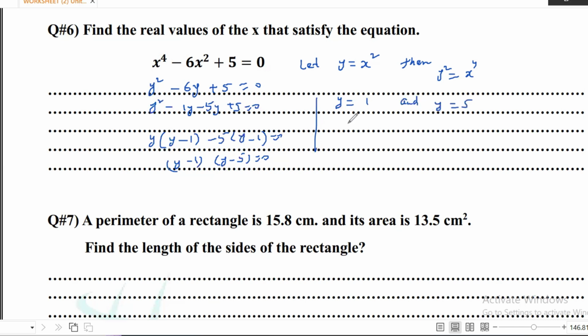But as we are looking for the answer in x form, we will go back to the start, where we substituted y as x squared. Now x squared is equal to 1. By taking the square root, we get x is equal to plus minus 1. Same as here, y represents x squared, which is equal to 5. So by taking the square root, we have x is equal to plus minus square root of 5. So these are the roots we are looking for, the possible values of x. I hope it is clear.